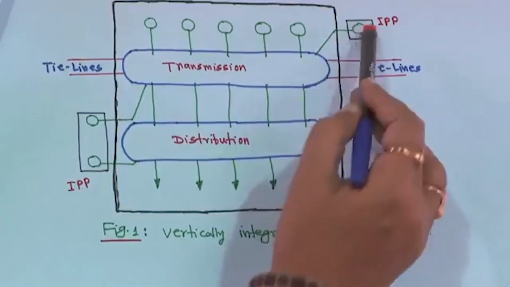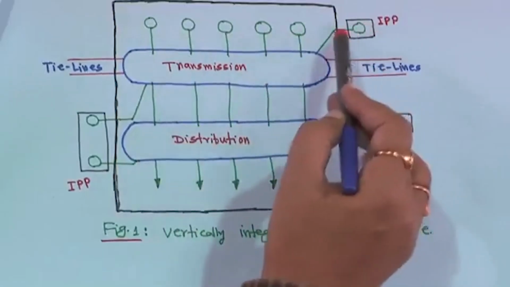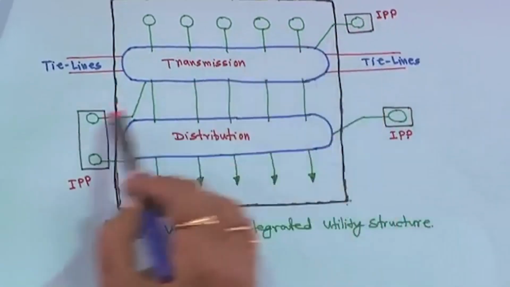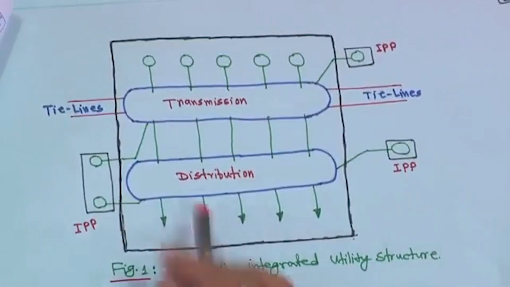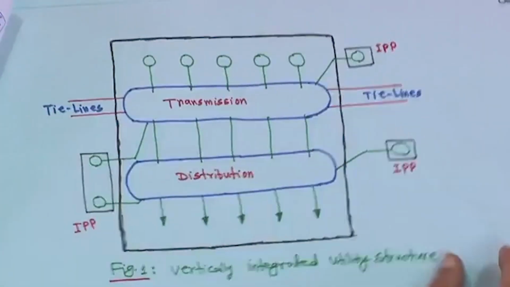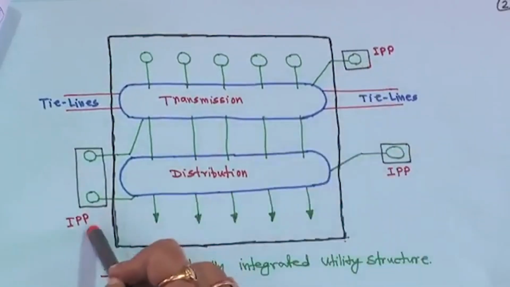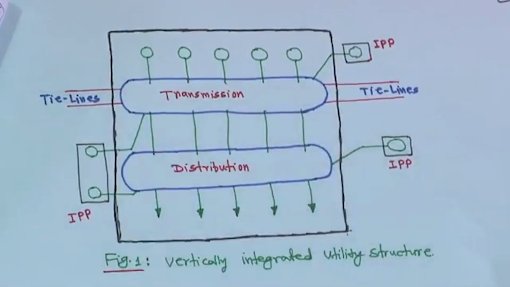Here also IPP is there, like generation companies. This IPP also generates power here, and here also. So this is actually the vertically integrated utility structure. Everything is owned by you, and with that, some private independent power producers are also connected.